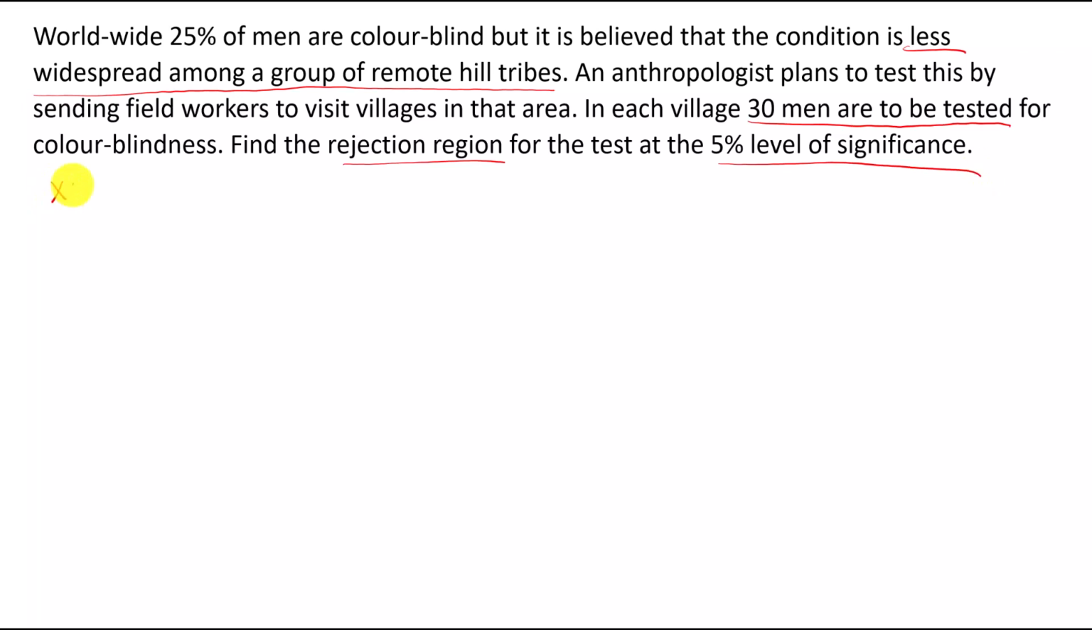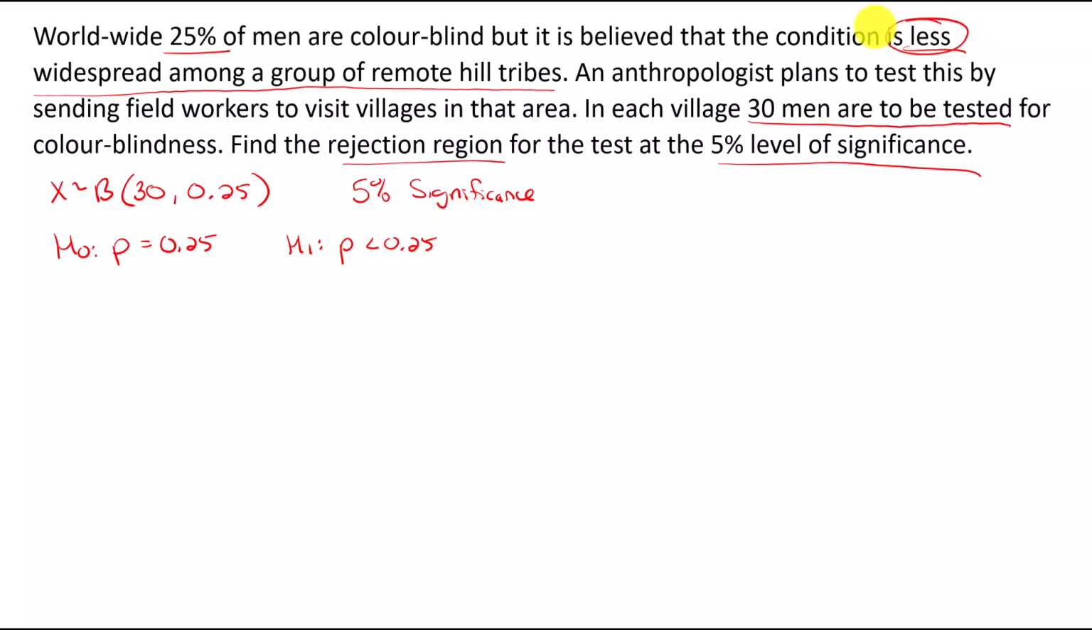So we're still going to write our distribution. This is a binomial distribution. They chose 30 people to test, and we expect that 25% of them will be colorblind, so 0.25. Remember that we're doing this at 5% significance level. That's important to keep in mind. So we still want to state our null hypothesis. You're always going to do that. So our probability we expect to be 0.25. Our alternative hypothesis is that the probability is less than 0.25 because they believe that fewer people in this area are colorblind. So this is our null and alternative hypothesis.